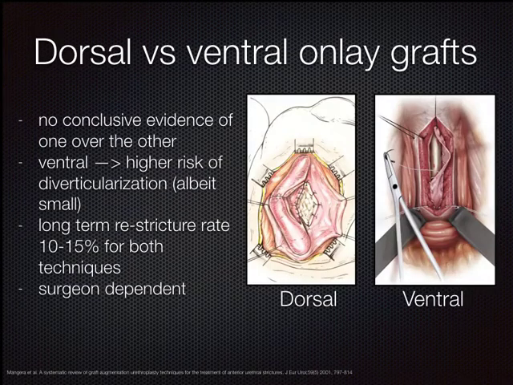Both have served, and stood the test of time and have similar success rates, but some groups do feel that dorsal stricturotomy and patch is better than the ventral due to the complications of ventral outpouching or diverticularization that don't occur with the dorsal patching because you have that robust supportive corporal tissue behind it. Long-term restricture rates are not significantly different for these techniques, and they're about 10 to 15%.